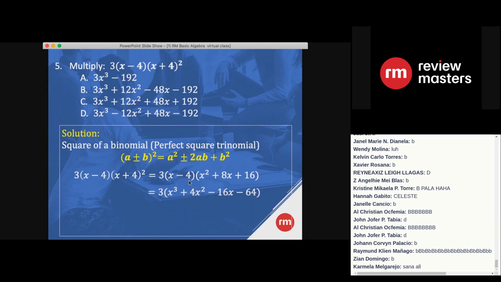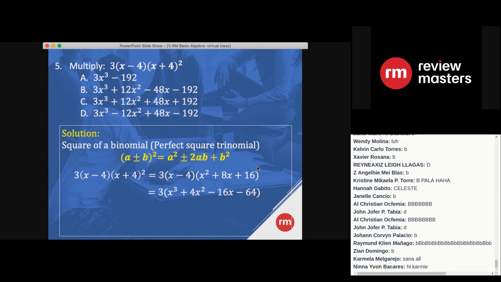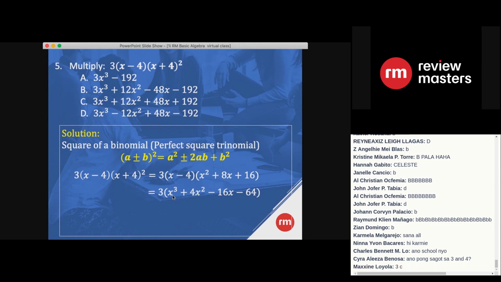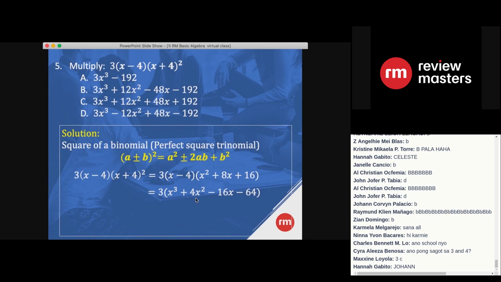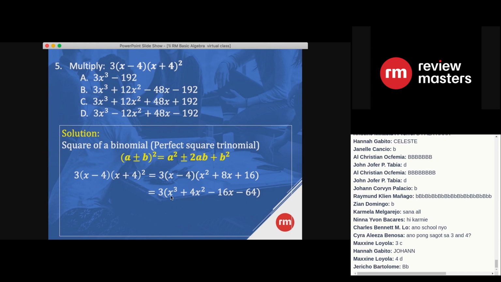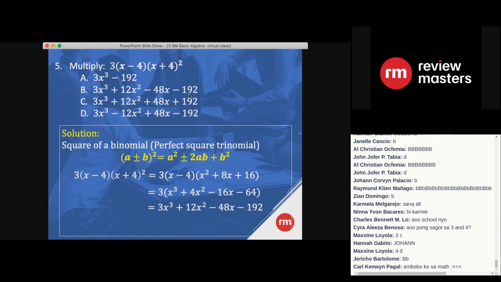Next one is you multiply this by your trinomial. Okay? And if you multiply this by your trinomial, you will come up with x cubed plus 4x squared minus 16x minus 64. And then you multiply 3 to everything here, and you will get 3x cubed plus 12x squared minus 48x minus 192. And that is choice letter B. Okay, so correct? Letter B.